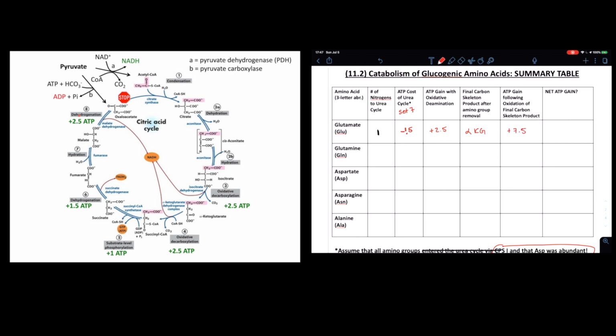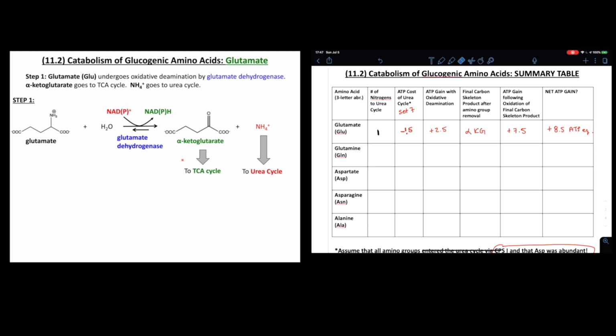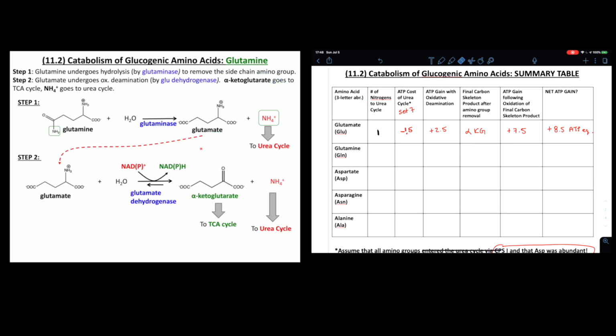So when we add up the net amount of ATP that we get in that column, we're going to get 8.5 ATP. So plus 8.5 ATP equivalents every time we put a glutamate going to the urea cycle and oxidizing its carbon skeleton. Okay, so that's glutamate. Let's try glutamine.